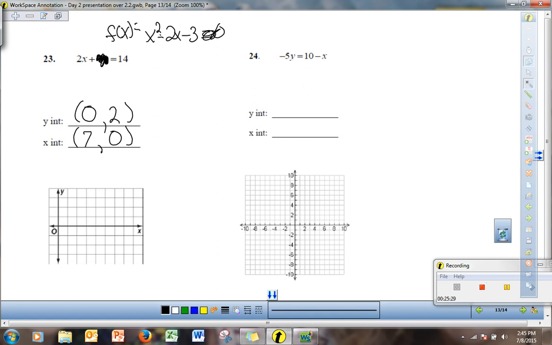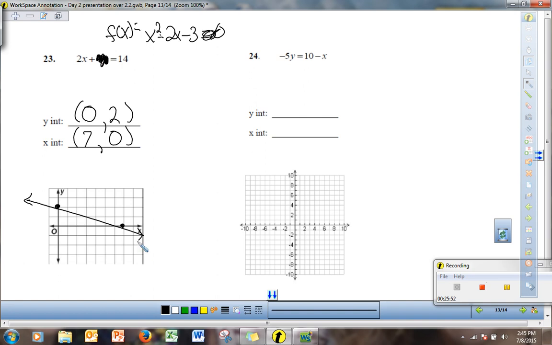Now just plot them. I'm going to go over 0, up 2. I'm going to plot the point 7, 0, so I'm going to go over 7, up 0. We'll use our straight edge. We'll connect those dots. We'll put arrows on them, and then we got it.